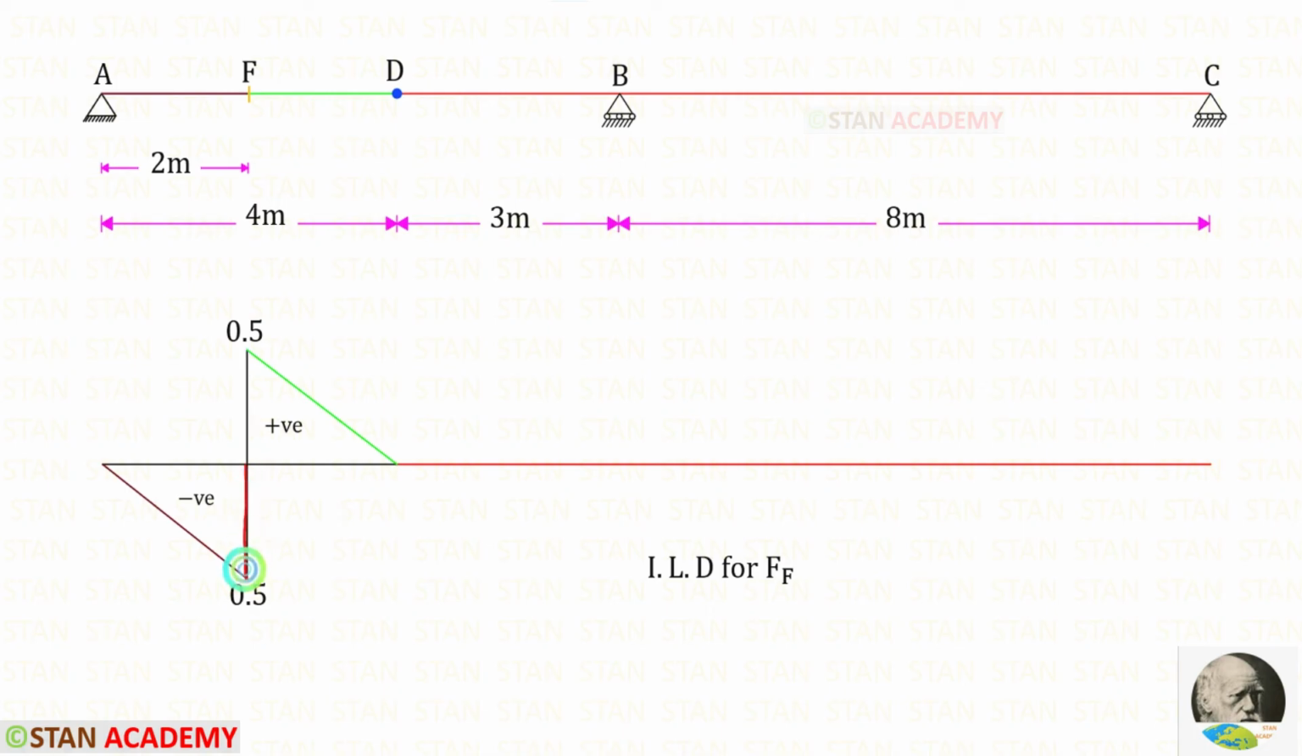To find this height, we can use the formula A upon L. Here A is 2, L is 4. 2 upon 4, it will be 0.5. To find this height, we can use the formula B upon L. Here B is 2 and L is 4. 2 upon 4, it will be 0.5. This is the ILD for the shear force in the point F.